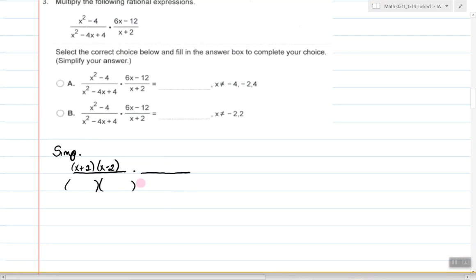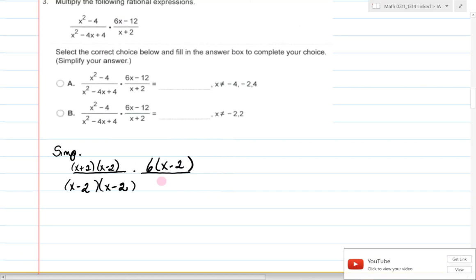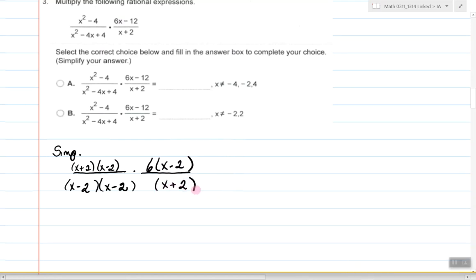It's a trinomial. It turns out to be x minus 2 times x minus 2. You could have recognized it as a perfect square trinomial and put x minus 2 quantity squared. I'm not going to go real slowly on factoring these, but instead I'm going to move through the factoring rather quickly. In the numerator of the second, I see a common factor of 6, and I'll get 6 times x minus 2. The denominator of the second, I get x plus 2.